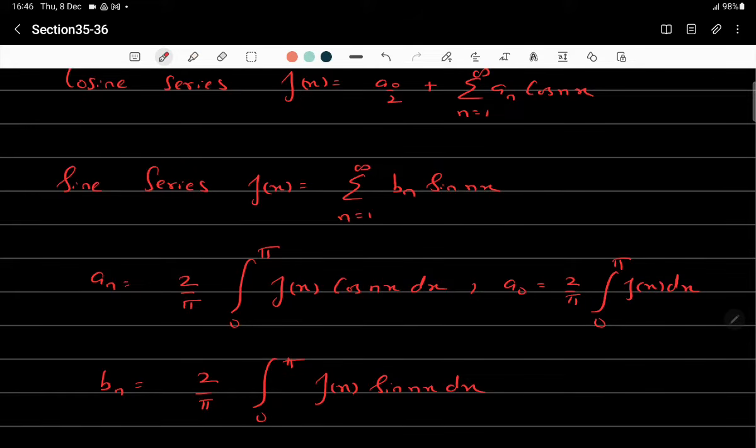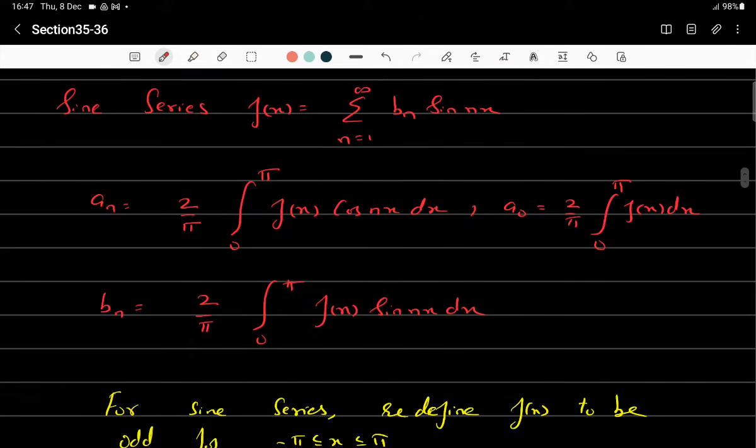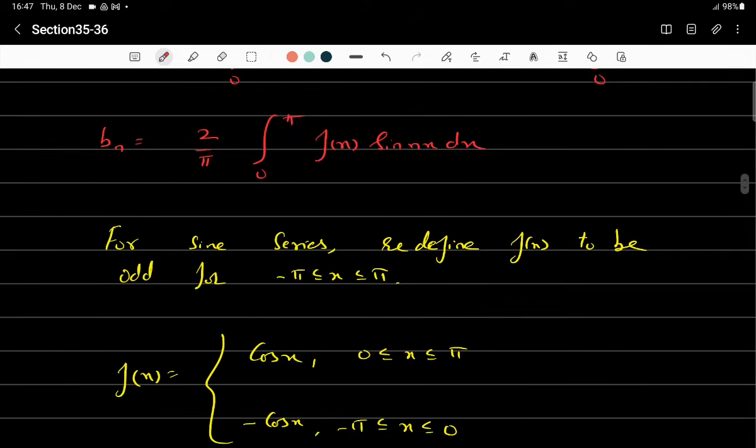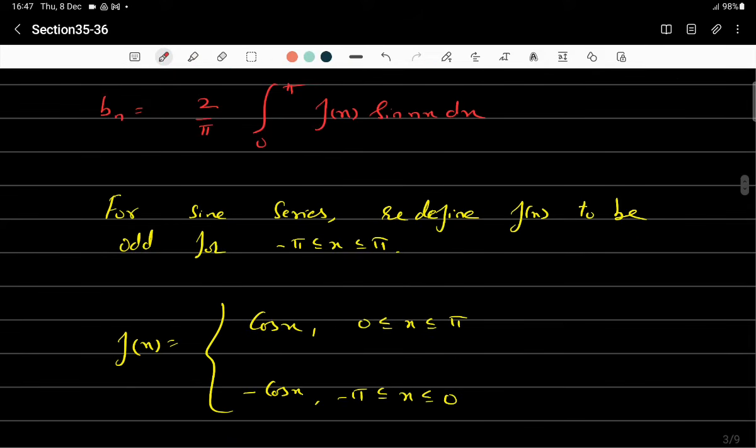A n is 2 by pi, 0 to pi and so on. Similarly, a naught and b n can be computed. Yes, so these are the direct formulas. Now for the sine series, redefine the function f of x is equal to this one.